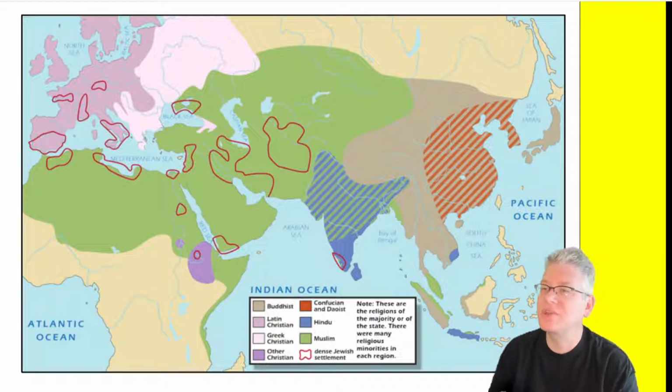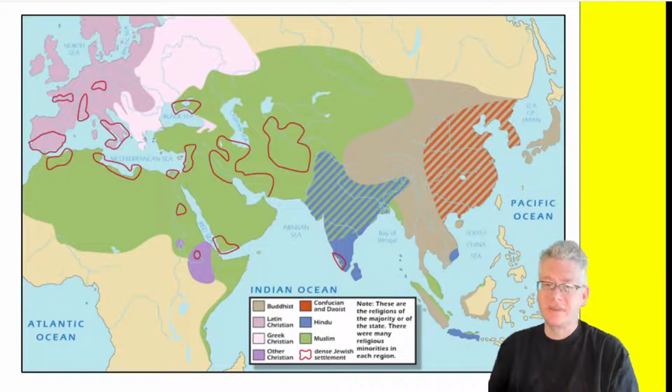So those are locations where Jewish people settled. You can still see there are a fair amount in the Holy Land, but other areas as well. We have Ethiopian Jews, for example. There are Jewish people living in India. There are Jewish people living in Central Asia. So these are dense areas of settlement.